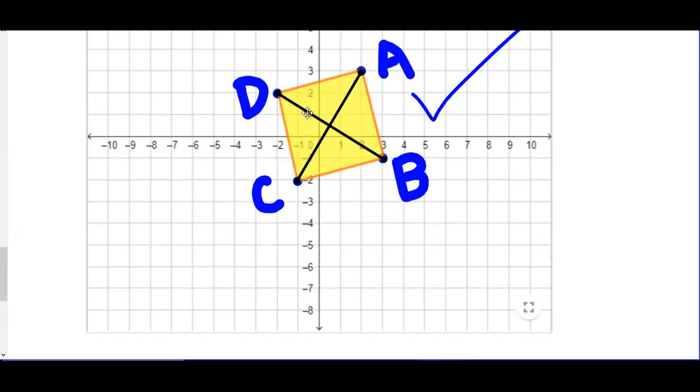Now, let me talk about the first diagonal. Can you go ahead locating the center of this diagonal A to C? Can you try to show me where is the midpoint? Where is the center of this line segment from A to C? Can you try to help me locate where is the midpoint?